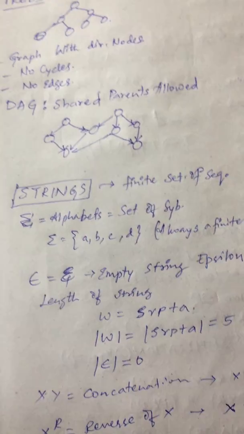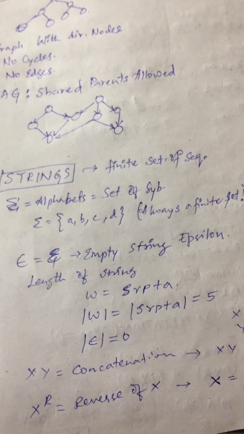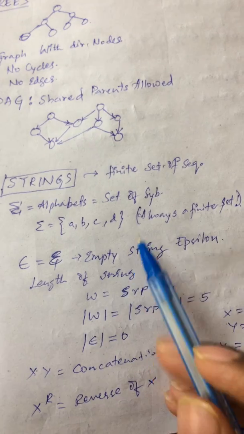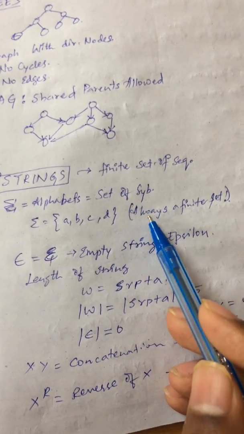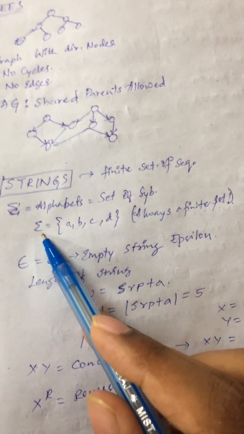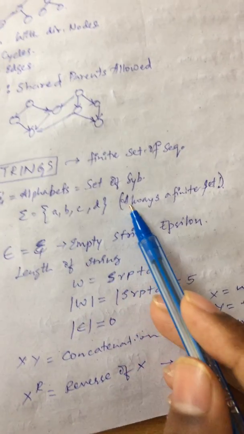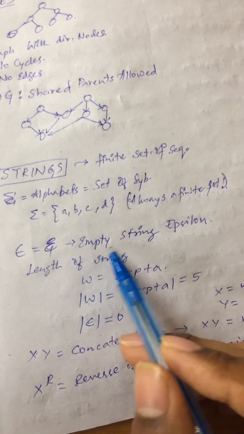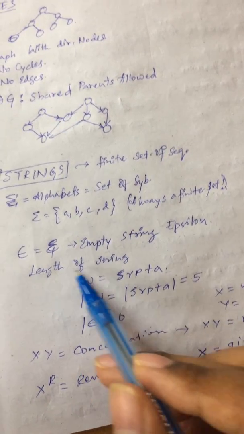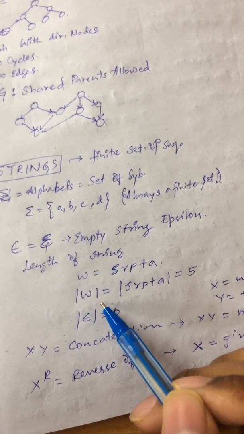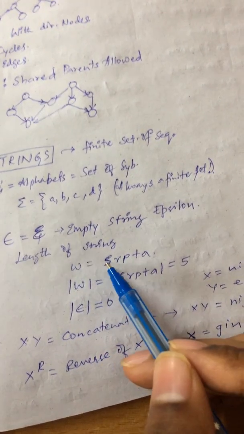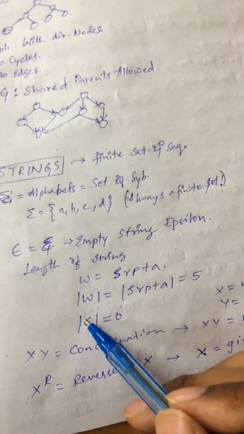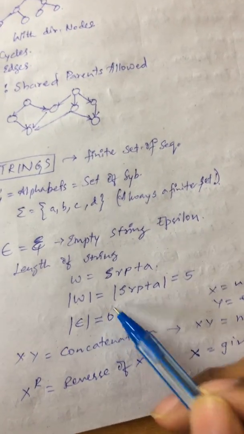Next we have strings. A string is a finite sequence. It comprises alphabets denoted by sigma, a set of symbols which is always a finite set, and epsilon is the empty string. The length of a string is denoted by this mod. For example, W is a string srpta and mod W is 5. So the mod of epsilon will be 0, as it is an empty string.